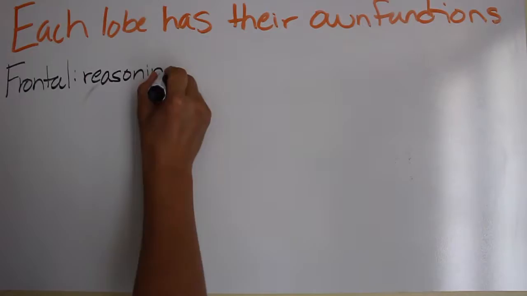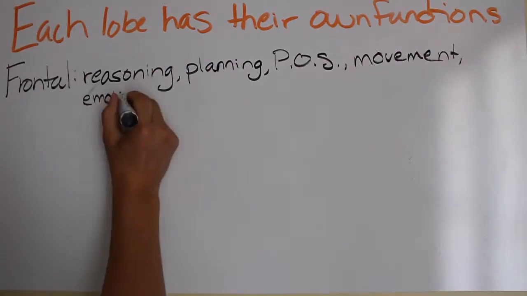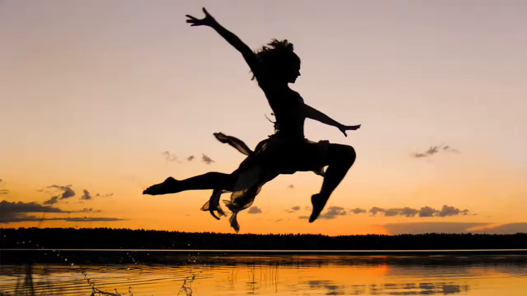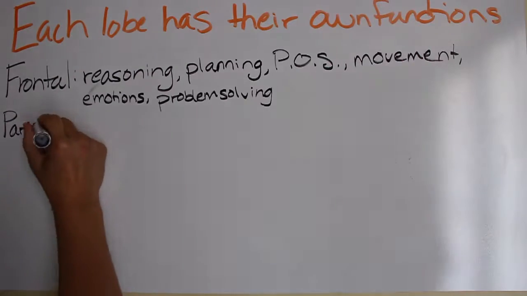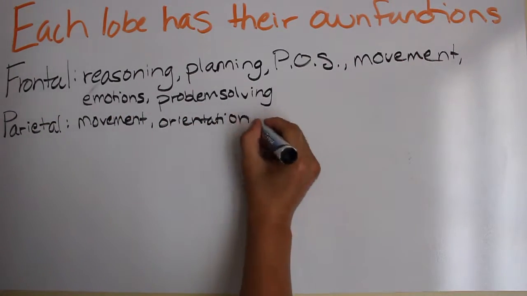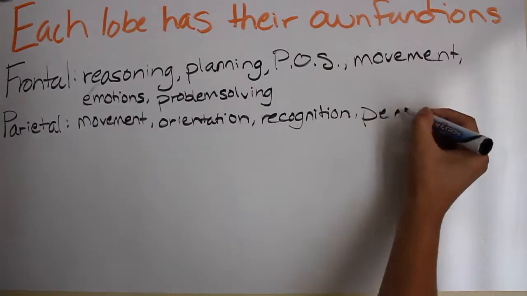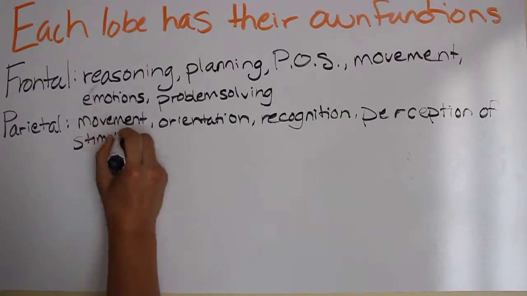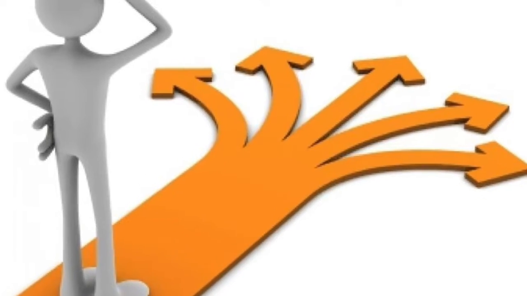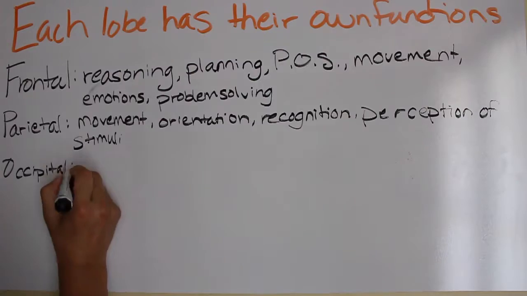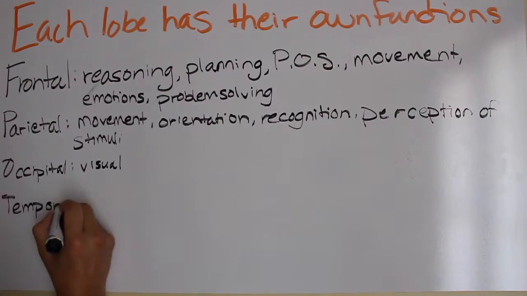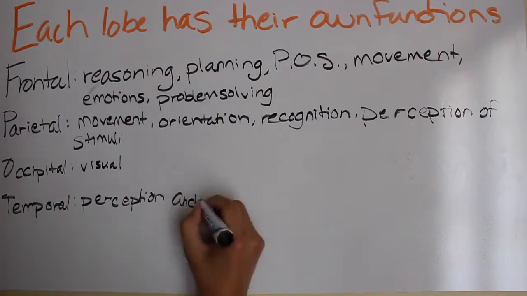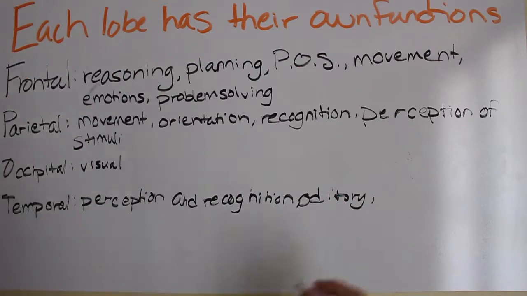The frontal has reasoning, planning, parts of speech, movement, emotions, and problem solving. The parietal has movement, orientation, recognition, and perception of stimuli. The occipital has vision. And last but not least, the temporal has perception and recognition of auditory information, memory, and speech.